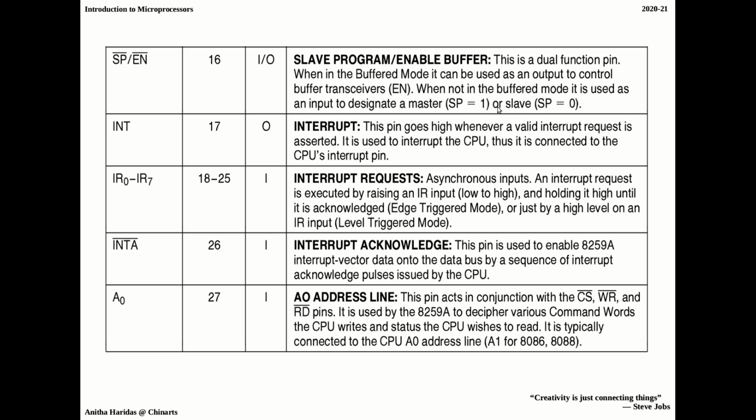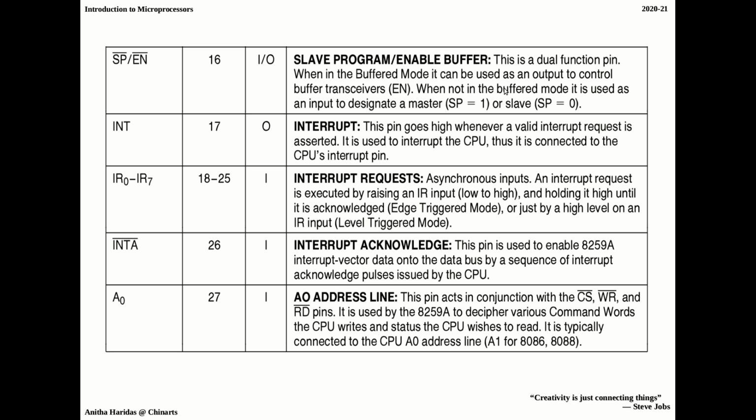So this is a dual function pin. If it is acting in the buffered mode, it is used as an output to control the buffer. How do you control the buffer? Using the buffer, you transmit the data or you receive the data, right? So in the buffered mode, this pin will be used for transmitting or receiving the data. If it is 1, it will be transmitting the data. If it is 0, it will be receiving the data.